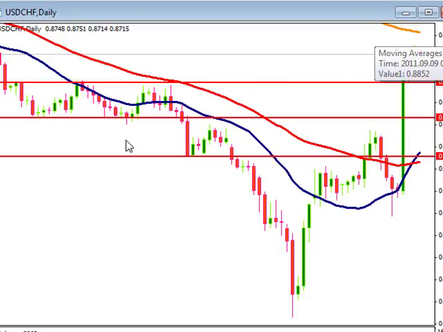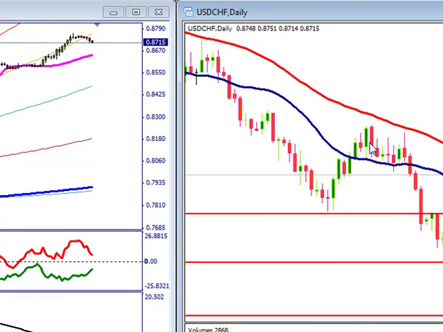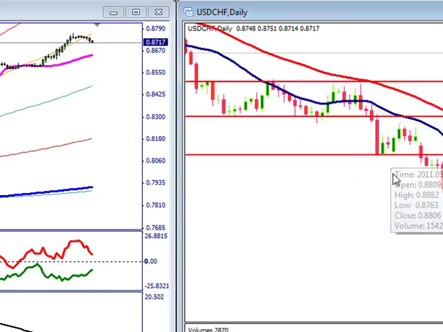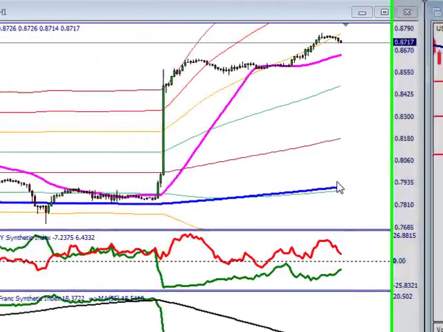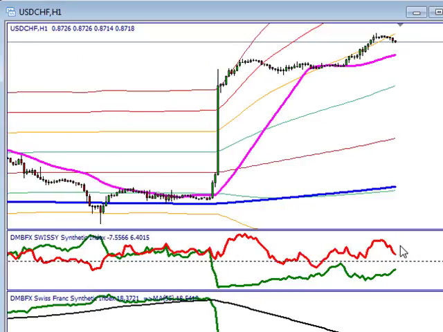If we drag over here, you can see this is probably going to be the area that we're going to be watching, 0.875, 0.895 about, our next area of resistance. But we're well above our long-term moving average, and of course we're in a sell zone. Who's in control? The dollar's in control.